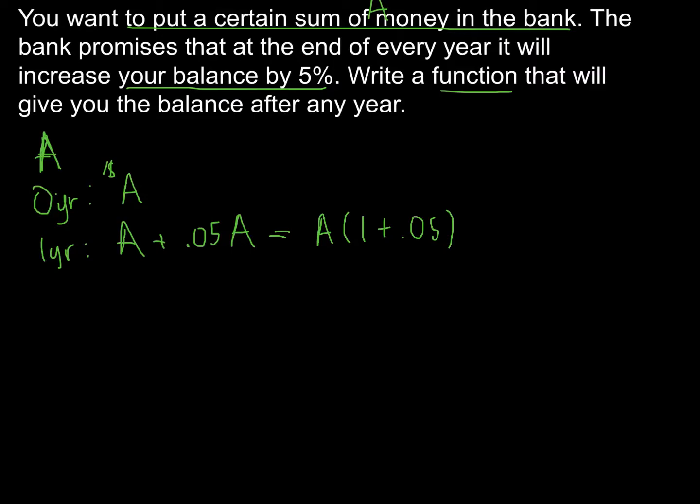Okay, on your own now, I want you to try and write down how much money you would have in the bank after 2 years. All right, so after 2 years, you're going to have the amount that you had after 1 year. Use a different color. And then you're going to add on another 5% of whatever that amount was.